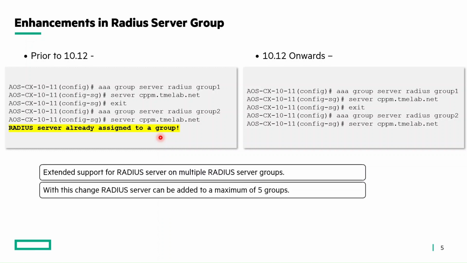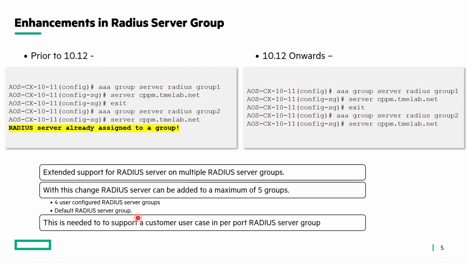There is a catch on how many groups the server can be associated with. The server can be associated with up to a maximum of 5 server groups. Four are user-defined server groups and one is the default RADIUS server group. This enhancement is required for the customer use case, which we'll see in the coming slides.